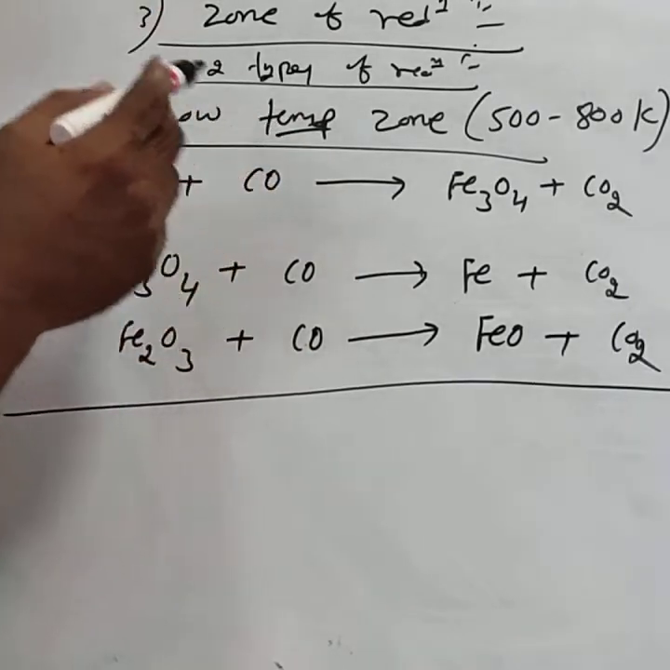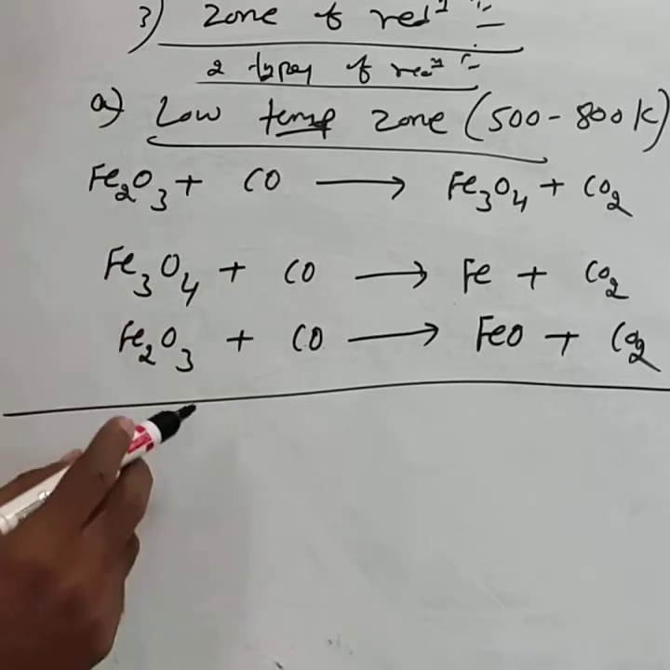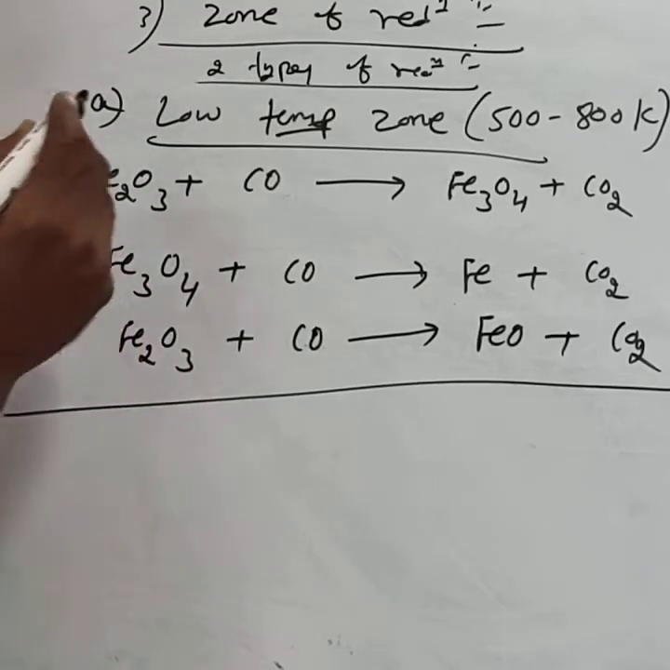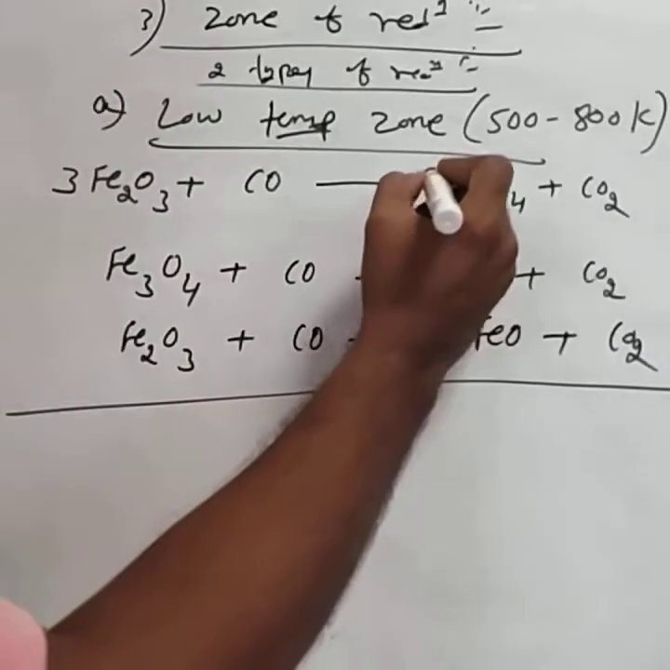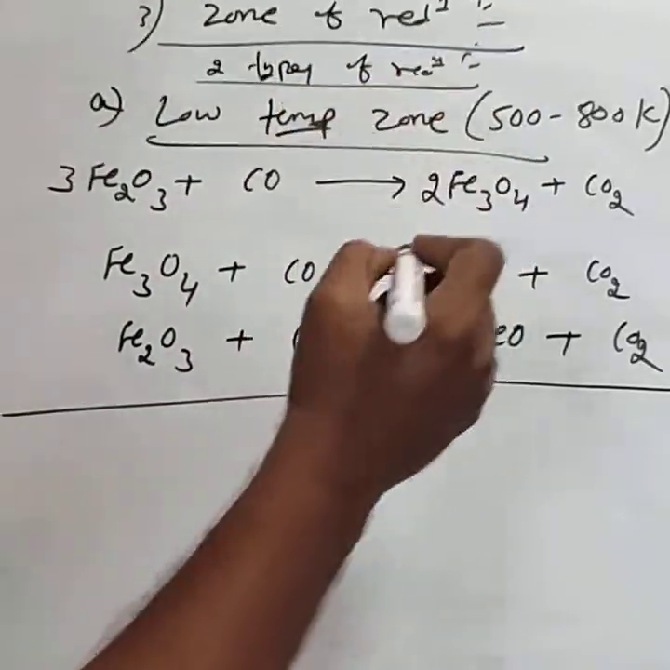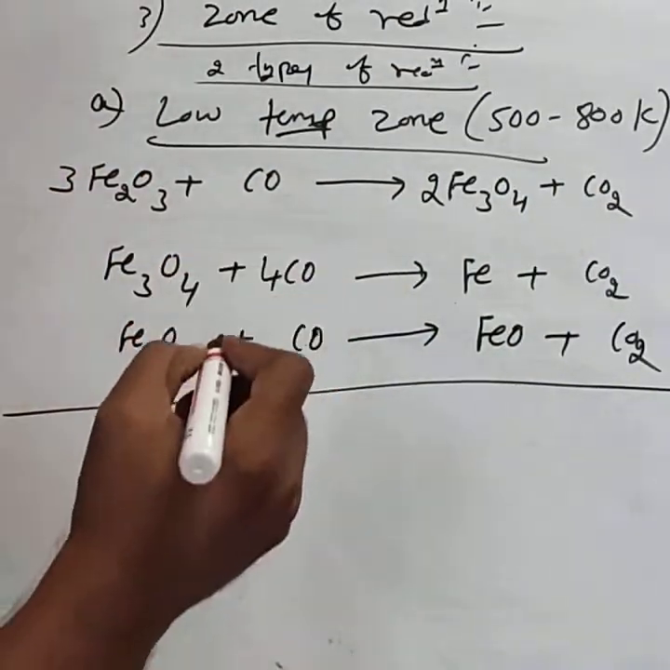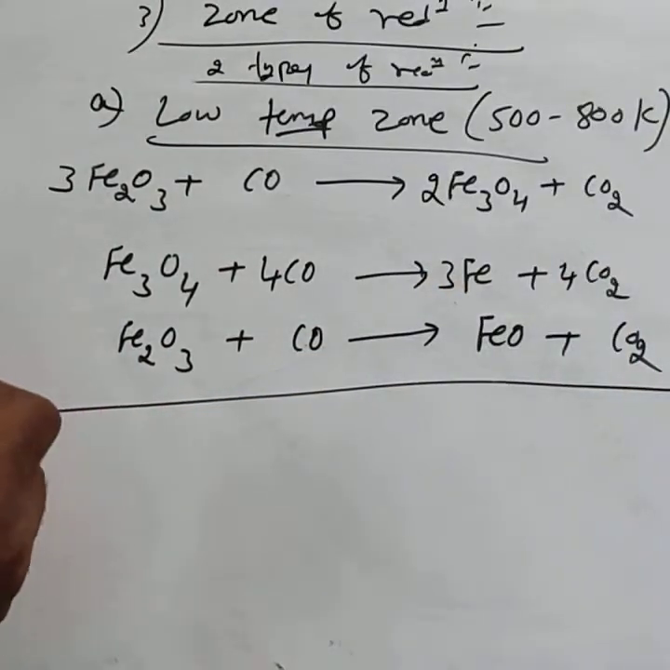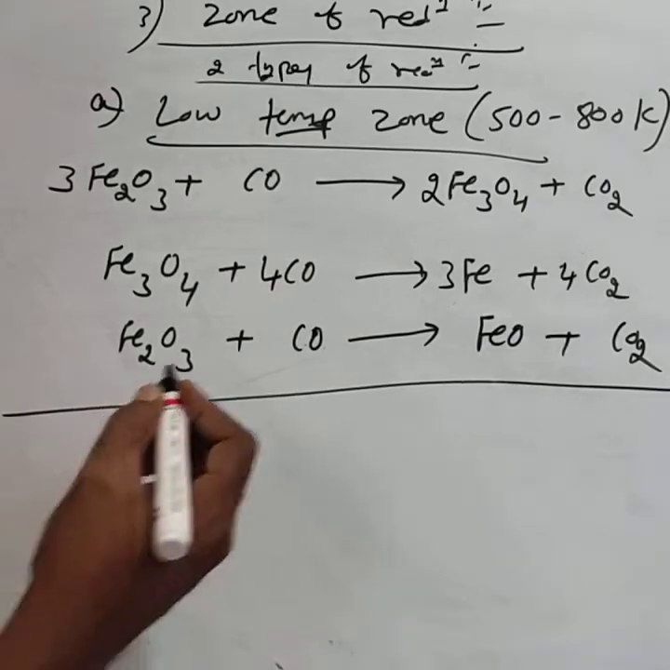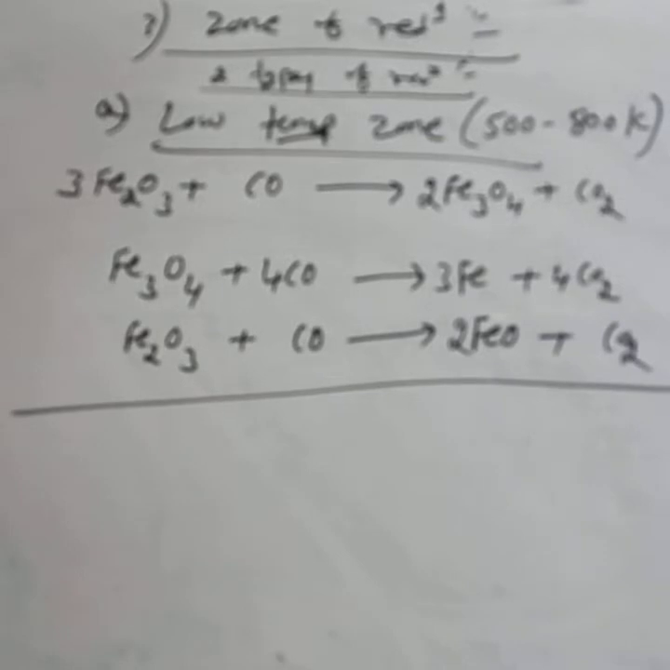In our syllabus, whenever you write any inorganic reaction, you have to balance the reaction. To balance this reaction, consider 3 Fe2O3 and 2 Fe3O4. This reaction gets balanced, and for the next one, 4 CO and 3 Fe, 4 CO2. Then for the next step, the 2 FeO and CO2 reaction gets balanced. This is the low temperature zone.